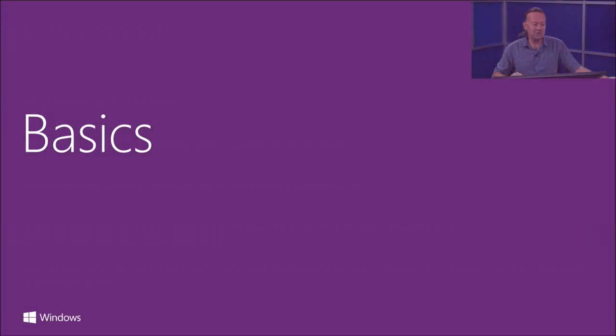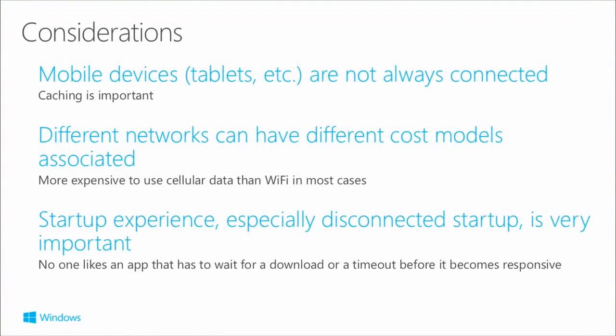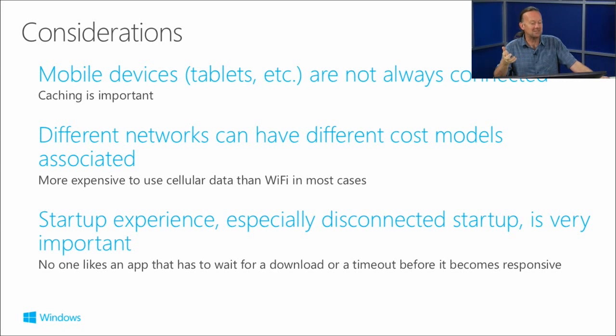So, the first one of them, the basics about networking. The thing is, and this is really dirt simple, you're telling me this? Mobile devices are not always connected. Now, it's worth mentioning this. People forget this, even though everybody uses mobile devices and everybody knows that you haven't always got good Wi-Fi, you haven't always got a good cellular signal.